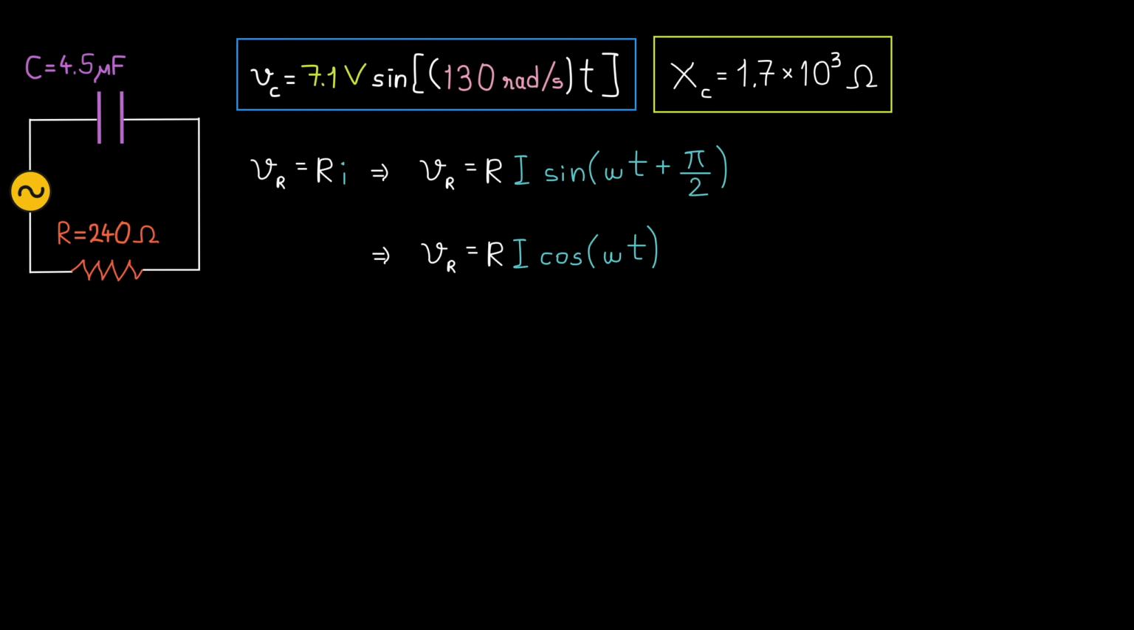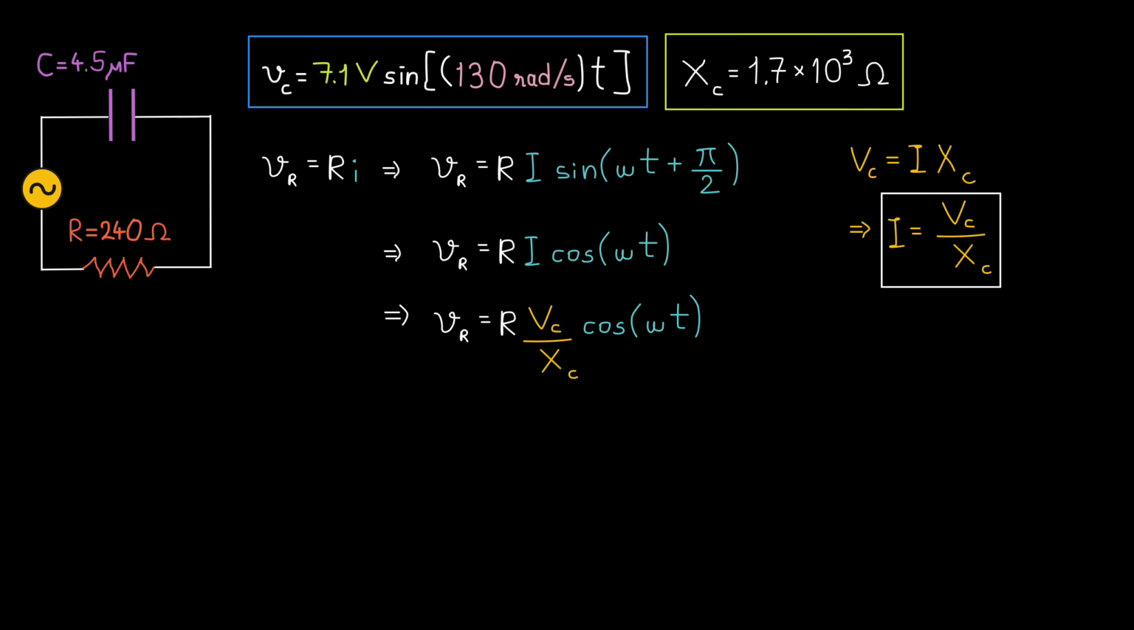Now the amplitude of the current is not given in the problem. However, we know the amplitude of the voltage across the capacitor, and we have also calculated the capacitive reactance X sub C. We can use those two to calculate the amplitude of the current. The voltage amplitude for the capacitor, capital V sub C, is equal to capital I, the current amplitude, times X sub C, the capacitive reactance. We isolate I and we get V sub C divided by X sub C for the current amplitude. And then we combine everything and substitute the numerical values.